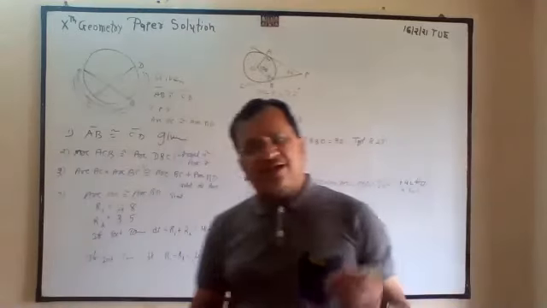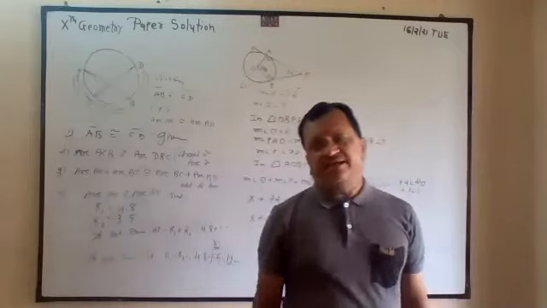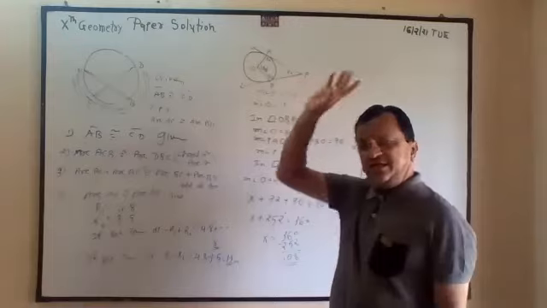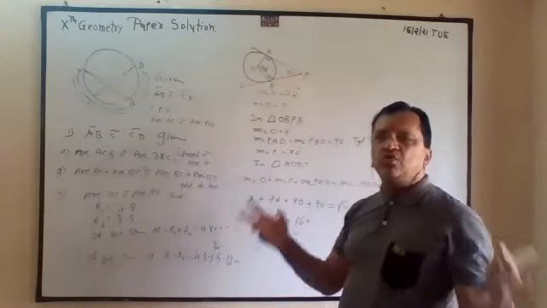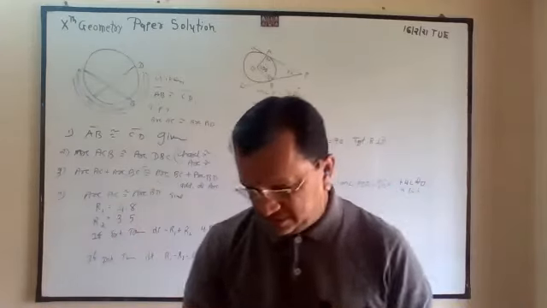The quadrilateral formed by two tangents with the radii is always cyclic. So that is why this plus this is 180, and this plus this is also 180. 72 plus 108, it is 180.